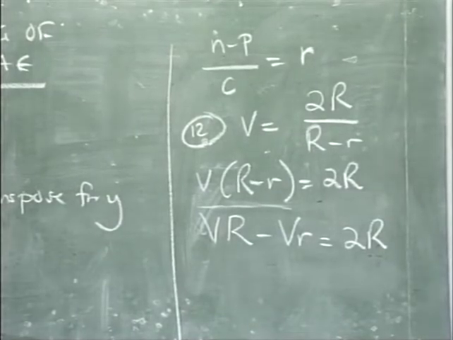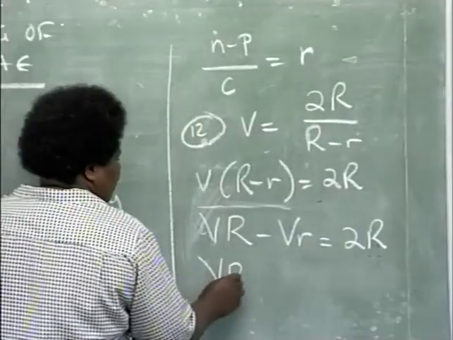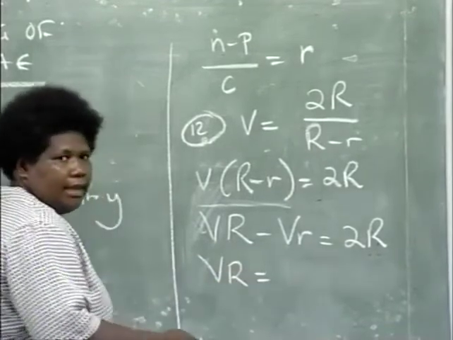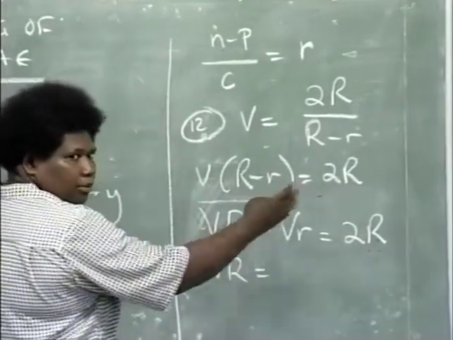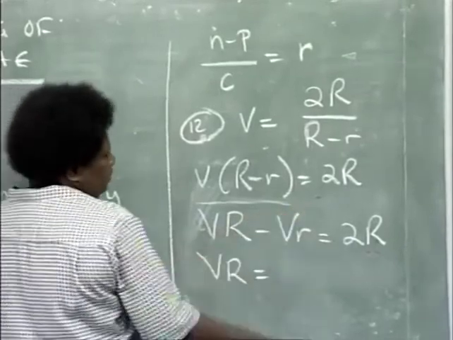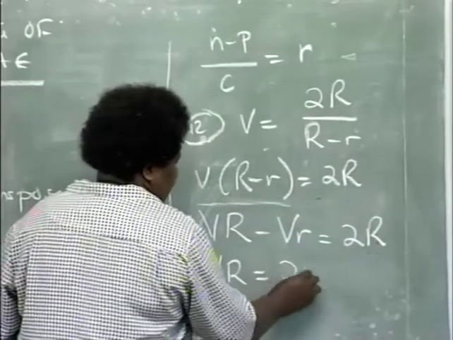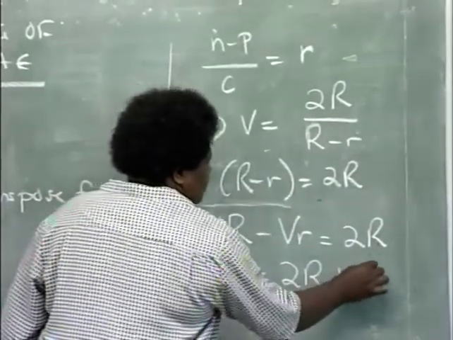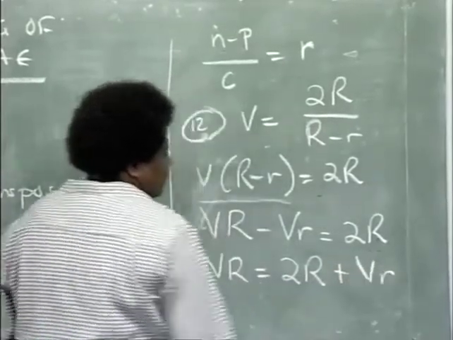Add Vr on both sides. Which one? The small one? Yes, the smaller. Okay, he's saying I have to add this on both sides. So if I add it here, it will disappear. I have to add it onto the other side. So 2r plus V times small letter r.